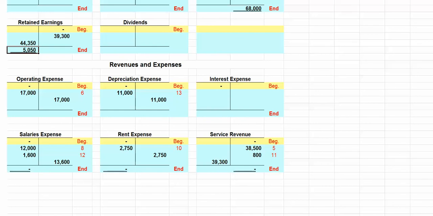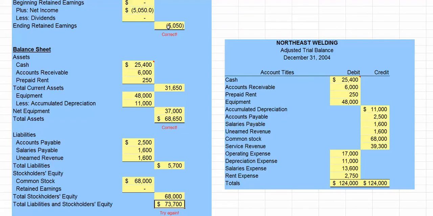Let's go back over to our balance sheet. The negative balance for statement of retained earnings indicates that we've had a cumulative loss. And we can put in minus $5,050. That brings down our total stockholders' equity, and our balance sheet now balances. So let's go ahead and formally record those closing entries.